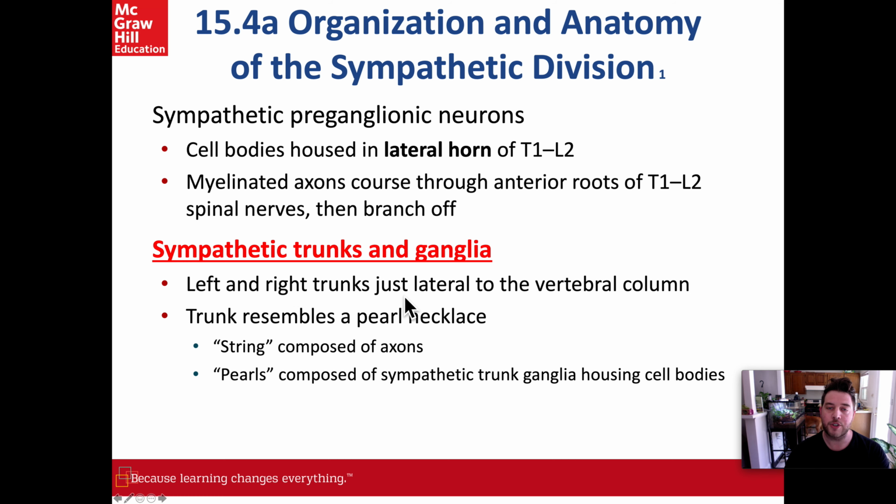There are things called sympathetic trunks and ganglia. There are left and right trunks just lateral to the vertebral column. On either side of the vertebral column, there are those trunks that resemble a pearl necklace. I pointed them out on that other side. You have a string, which are the axons connecting the different pearls, which are the ganglia of the sympathetic cell bodies. As opposed to being housed within the spinal cord like the parasympathetic nervous system, these are going to be housed just outside of the spinal cord and create the sympathetic chain.